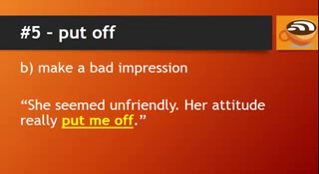Put off can also mean to make a bad impression. For example, she seemed unfriendly. Her attitude really put me off.